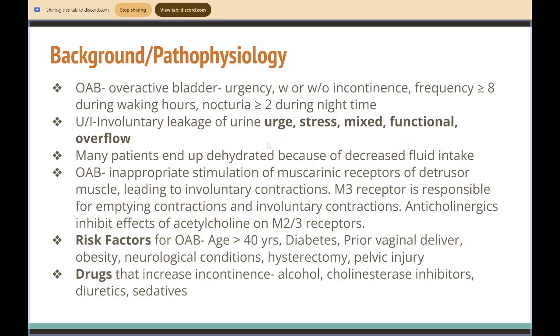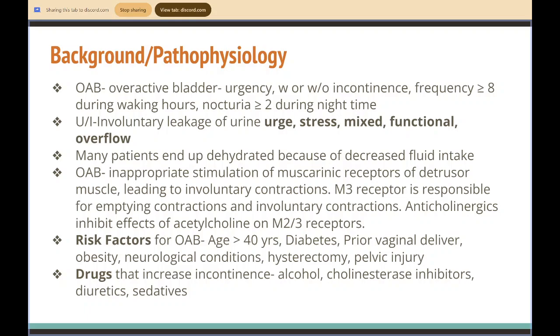Right. So, once again, the topic today is urinary incontinence. We're going to cover two topics in this one. One is overactive bladder, known as OAB, and that can present with urgency with or without continence and is defined as a frequency greater than 8 during waking hours and greater than 2 during nighttime, which we define as nocturia.